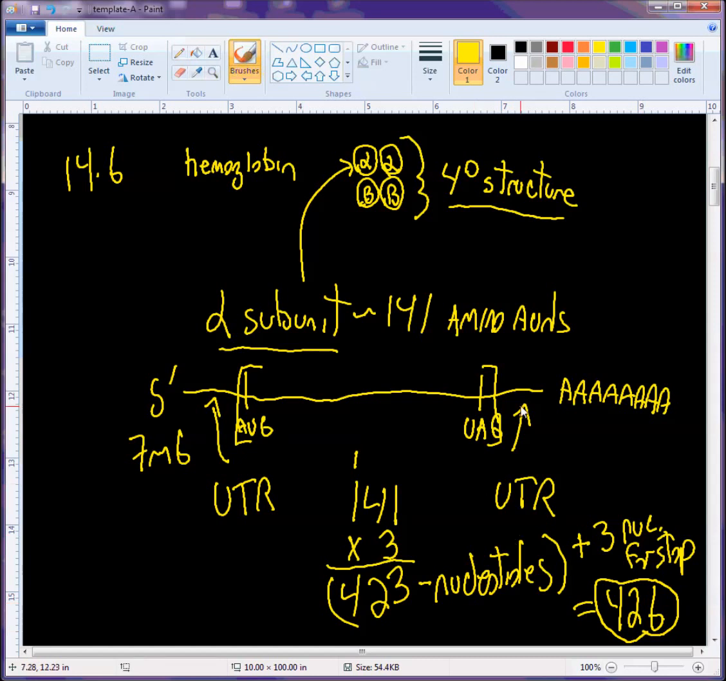But that's not counting the fact that we'll have a 5' UTR and a 3' UTR, and not counting the poly A tail either. But 426, that's a good minimum. So okay, that's the answer. That's what I think the answer is for 14.6.